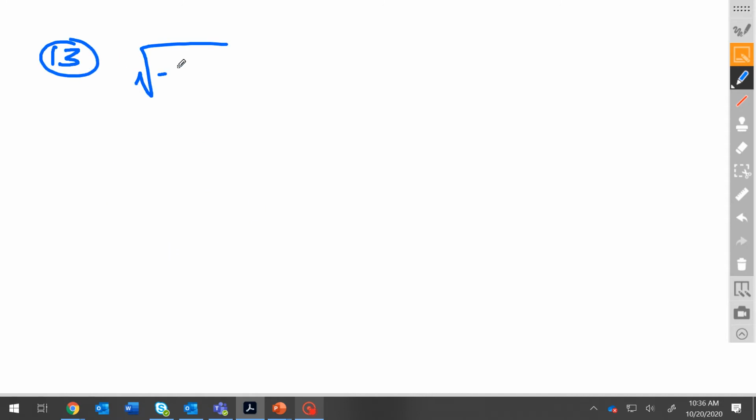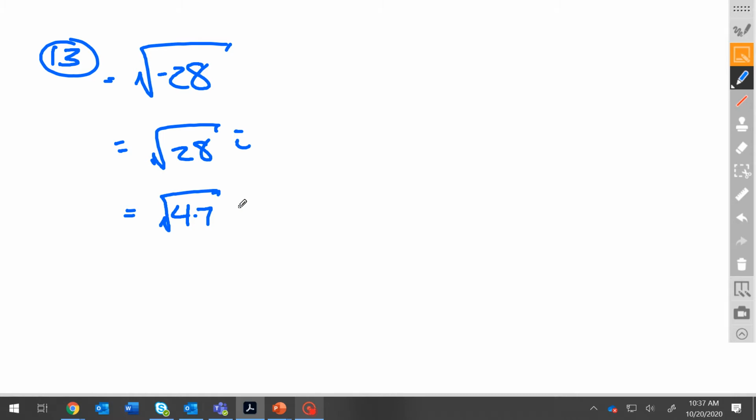Square root of negative 28. Alright, well we need to take care of that negative sign. So this is square root of 28i. And we want perfect square factors of 28, and 28 can be expressed as 4 times 7, where 4 is a perfect square, and the square root of 4 is 2, so this would be 2 root 7i.